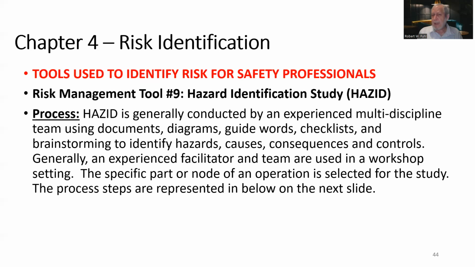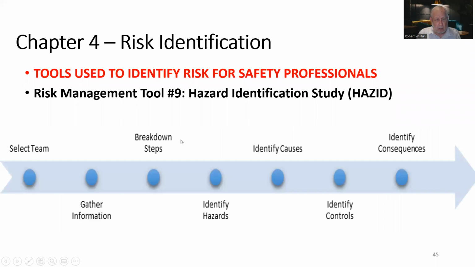Hazard analysis is generally conducted by an experienced multidisciplinary team using documents, diagrams, guide words, checklists, and brainstorming to identify hazards, causes, consequences, and controls. Generally, an experienced facilitator and team are used in a workshop setting. The specific part or node of an operation is selected for the study. The process steps are represented below on the next slide. Tools used to identify risk management for safety professionals.